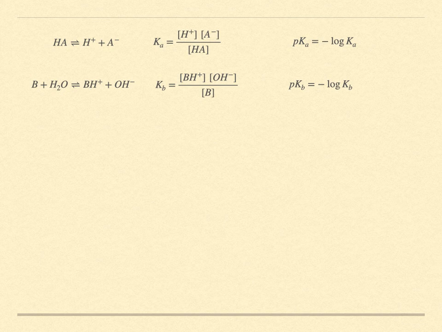We can operate on Kw to get pKw. And the relation we derived before can be written in these terms as pKa plus pKb equals pKw. They are added together because that's what you do when you take the logarithm of the product of two terms.